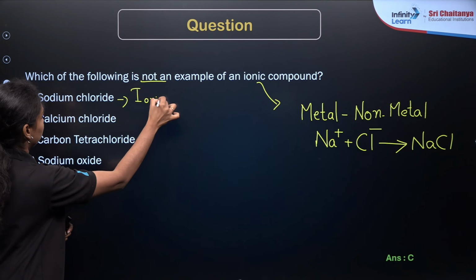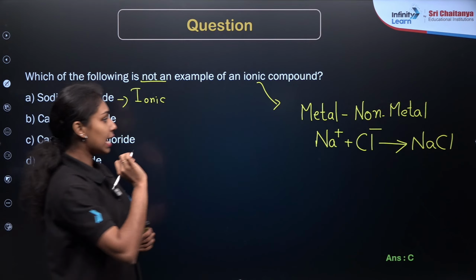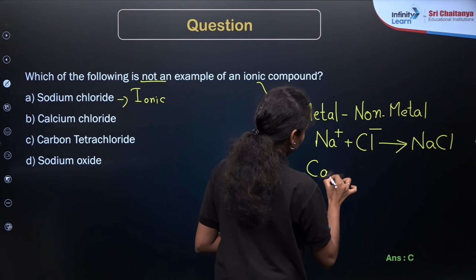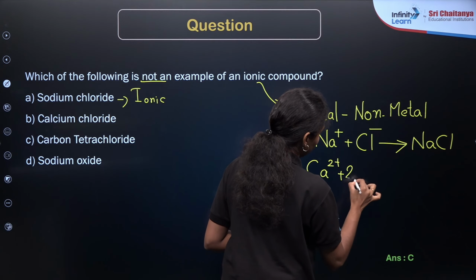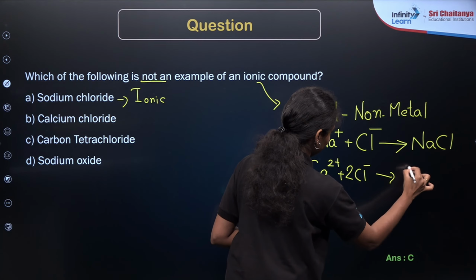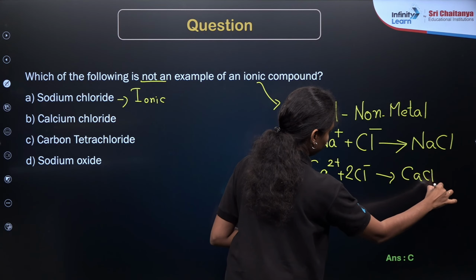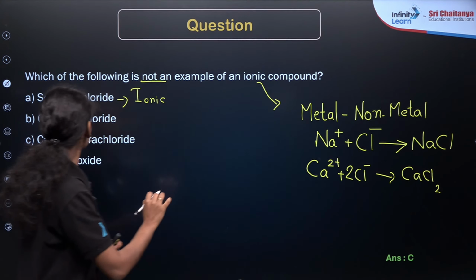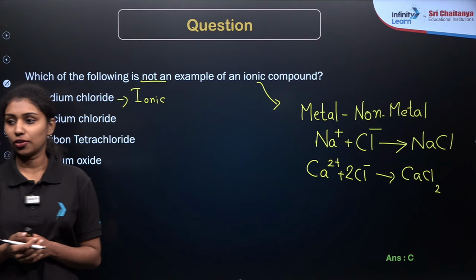Then calcium chloride, CaCl2, again Ca2+ and 2 Cl-, right? What about the case of carbon tetrachloride?